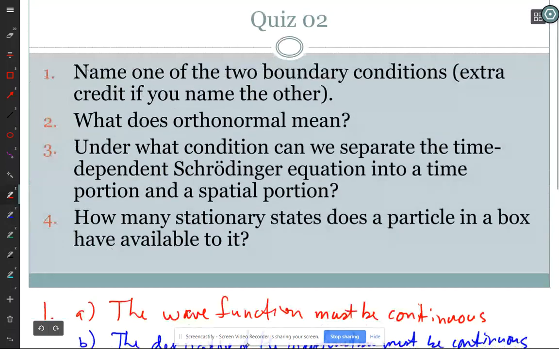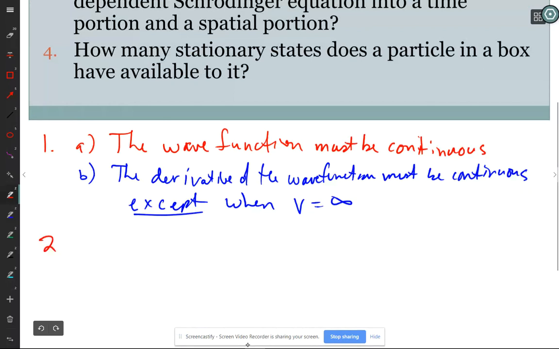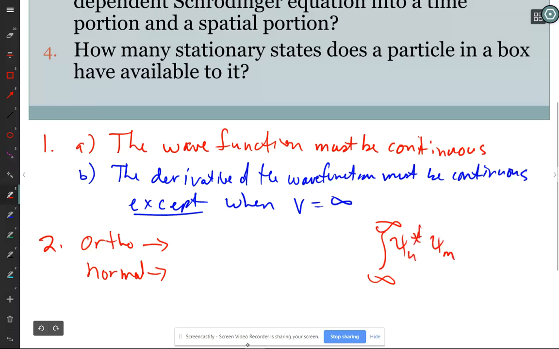Okay, number 2. What does orthonormal mean? 2 words. So what does that mean? Okay, so you wrote the integral from minus infinity to infinity of psi n star psi m dx equals Kronecker delta nm. Okay, that's 0 would be the ortho part.